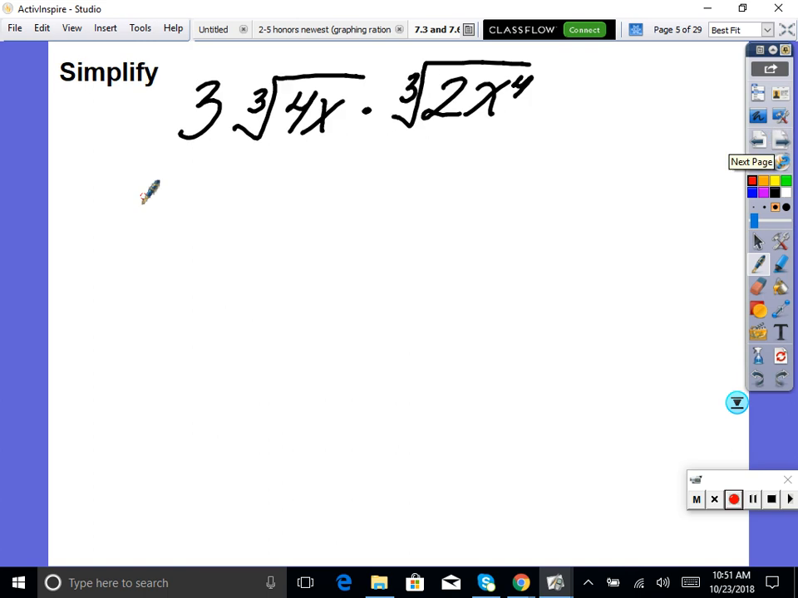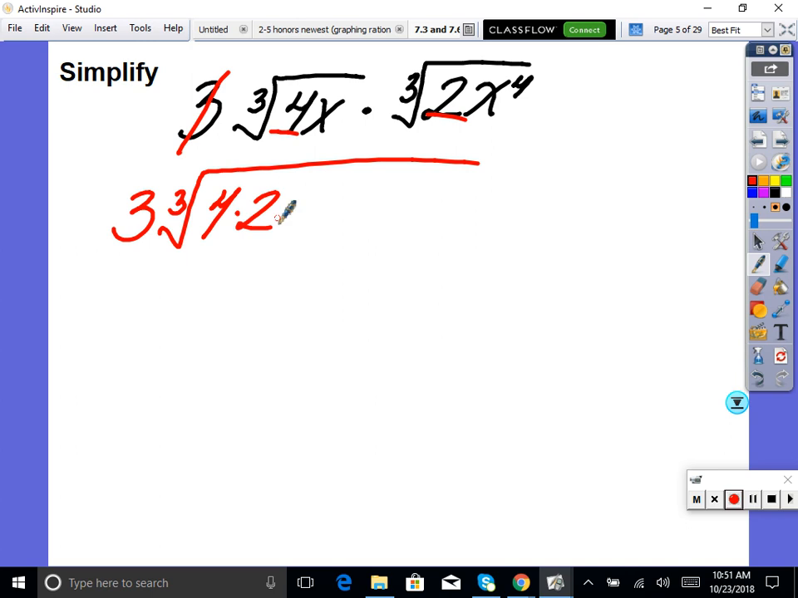So now looking at this one, we have a 3 on the outside. Then we have the cube root. Watch what I do. I reorder things that are alike by each other. So we have a 4 and a 2, so 4 times 2. Then we have an x, and then we have x to the 4th. So now break it down.